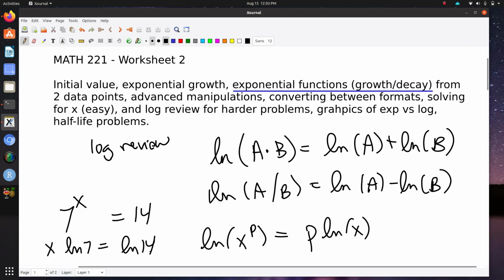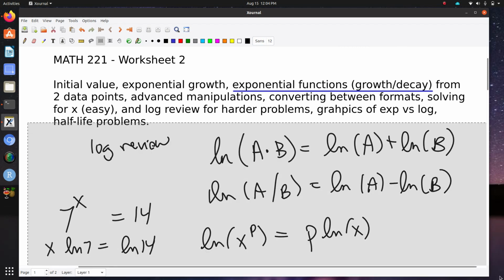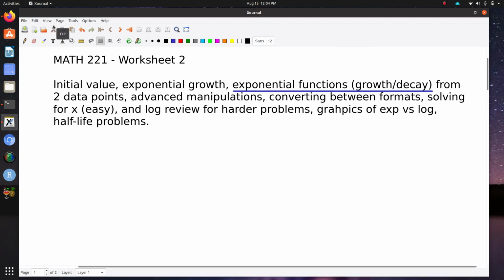So what logs do is logs turn exponential problems into lines. And that's the core reason why your author wants to have you review the formula for a line at the same time as the formula for an exponent, to try to get this idea into your head that when you're doing logs, in some sense, it is kind of like working with lines, but it's in a multiplicative sense as opposed to in an additive sense. Try to rewire your brain a little bit to realize that that kind of works.